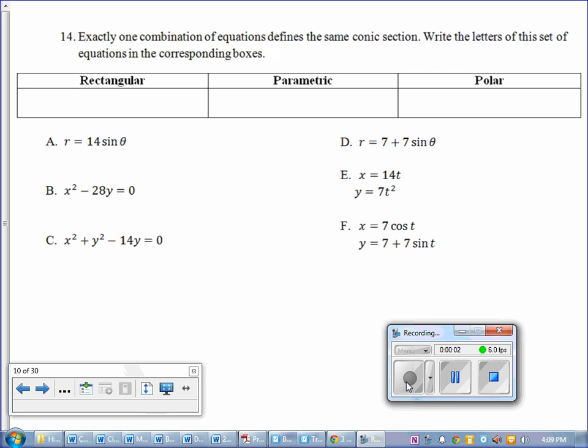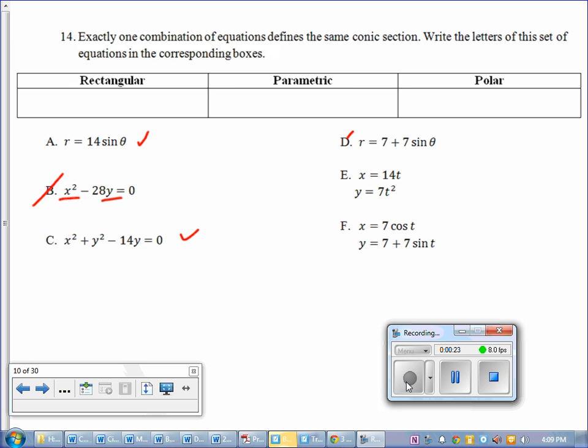So number 14, again, we're going to be finding three equations that all represent the same circle. So let's go through and first of all decide which is not a circle. A is a circle, so that's going to be one of our equations. B is a parabola, not going to use it because it has x squared and y. C could be a circle.